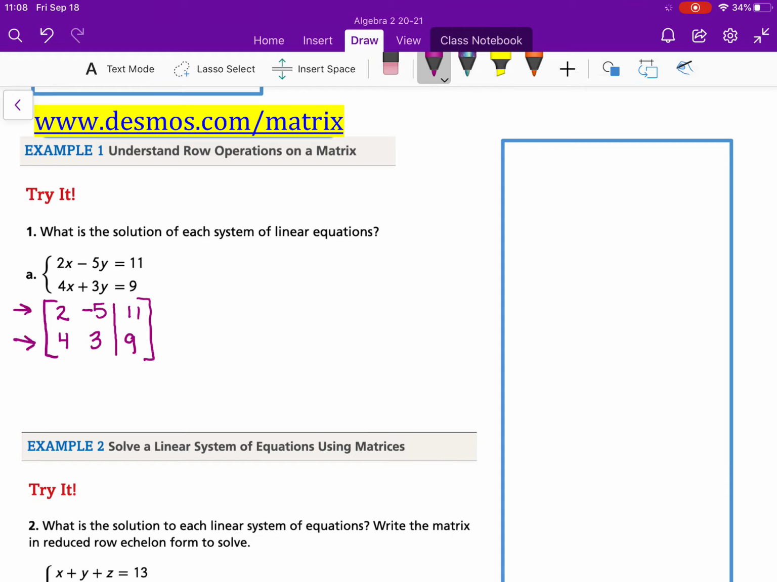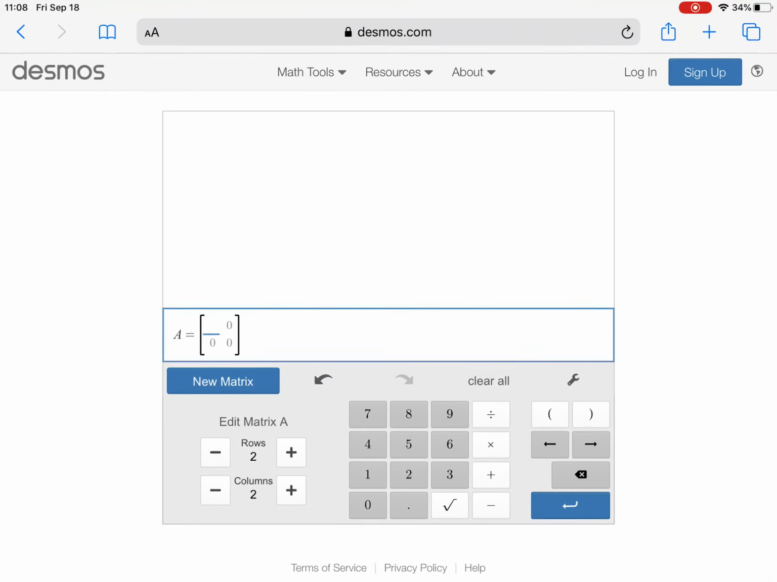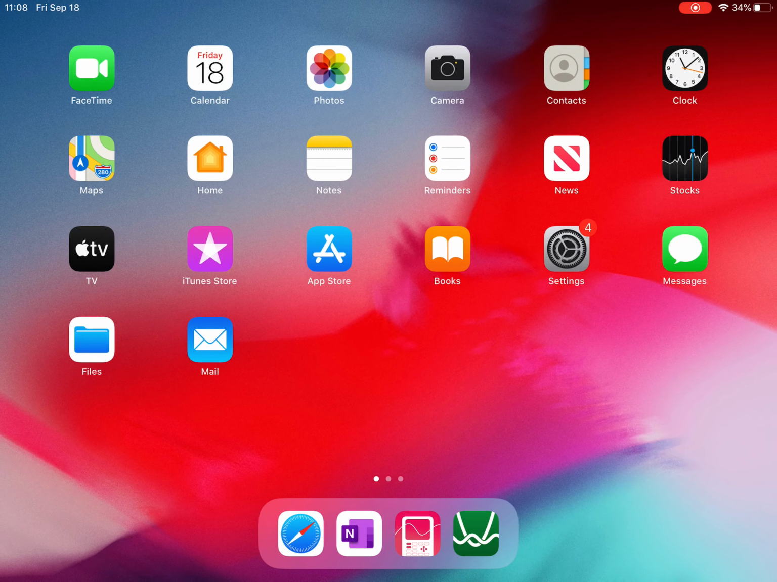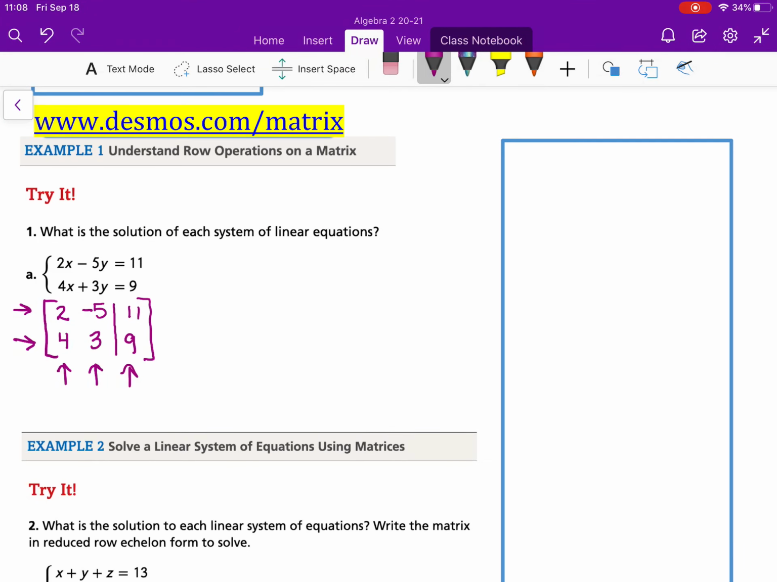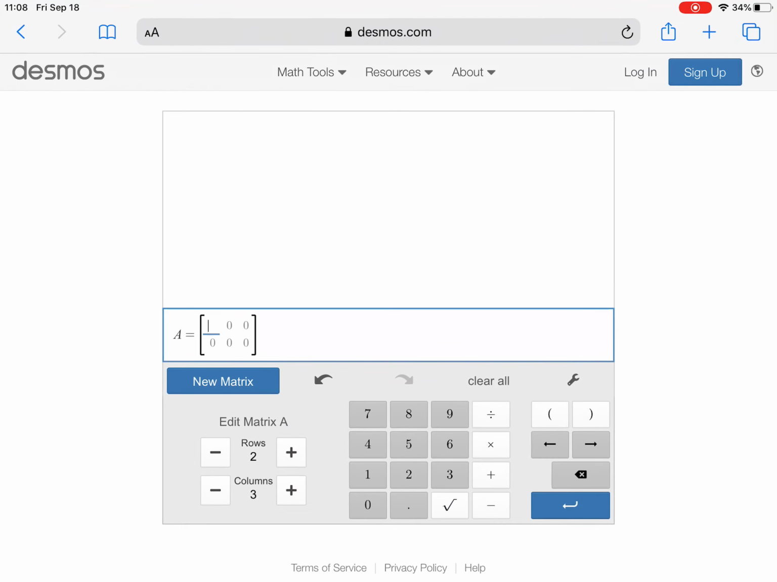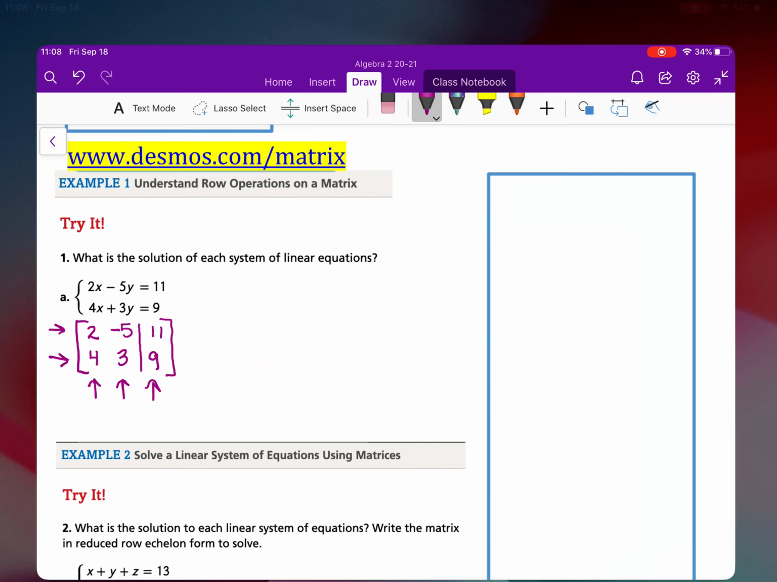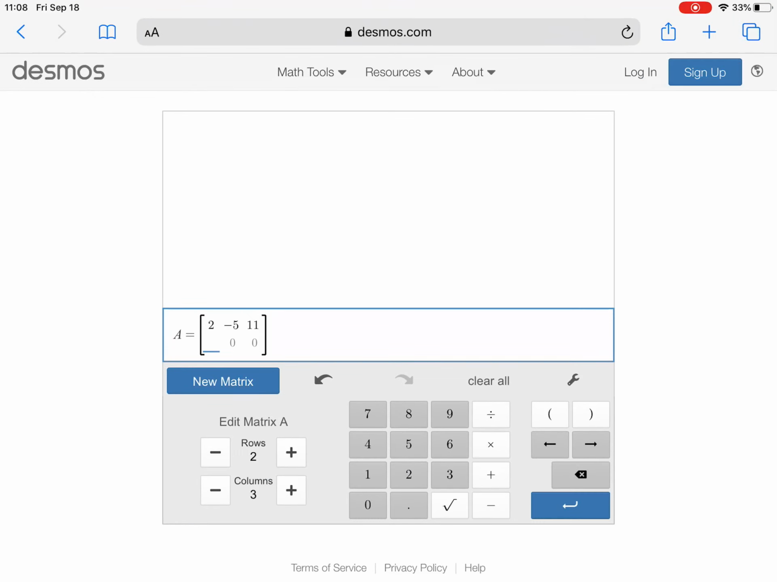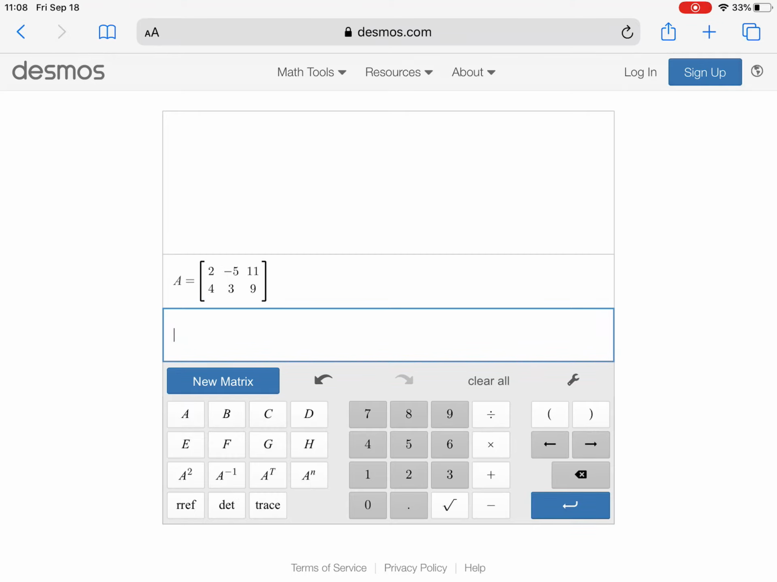So if I go back here, I have 2 rows. I have 1, 2, 3 columns. So 2 rows, 3 columns. Now I have the amount that I did in my example. Looking at my example, I do not remember my numbers, so sorry, I'm going to have to flip back again. 2, -5, 11. One more time, 4, 3, 9. Okay, so notice that that's saved as A.